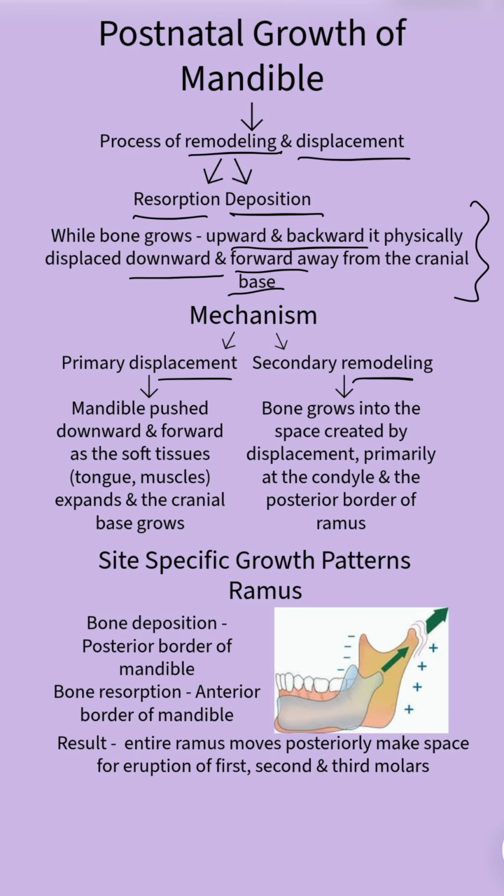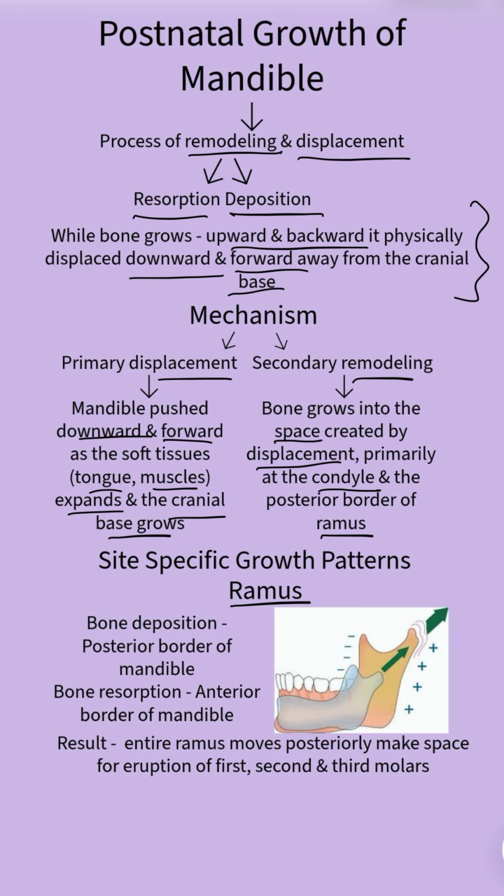In primary displacement, the mandible is pushed downward and forward as the soft tissue, like the tongue and muscles, expands and the cranial base grows. In secondary remodeling, bone grows into the space created by displacement, primarily at the condyle and the posterior border of the ramus. Site-specific growth patterns.